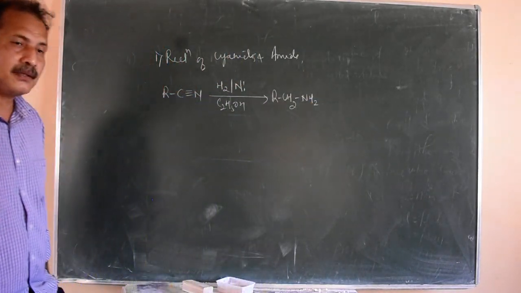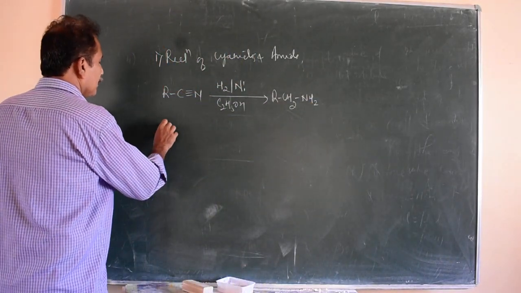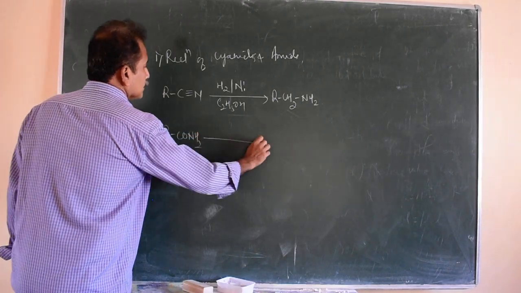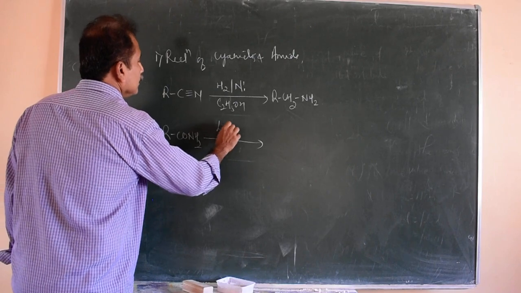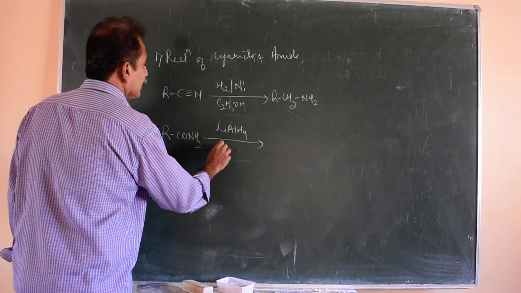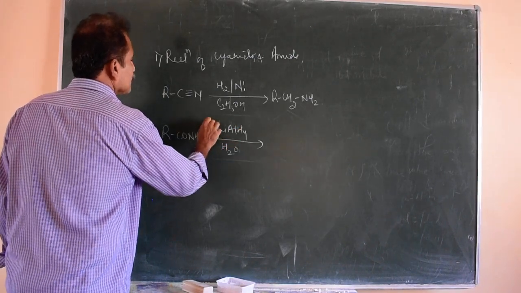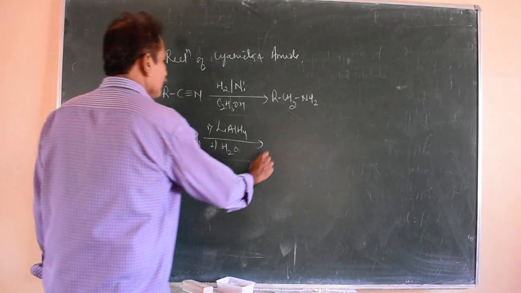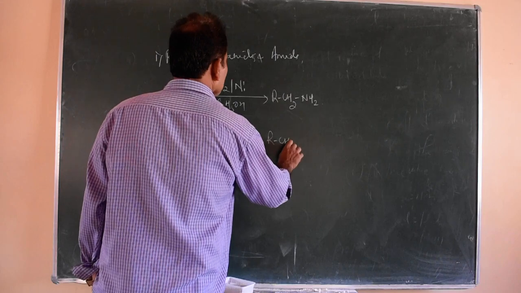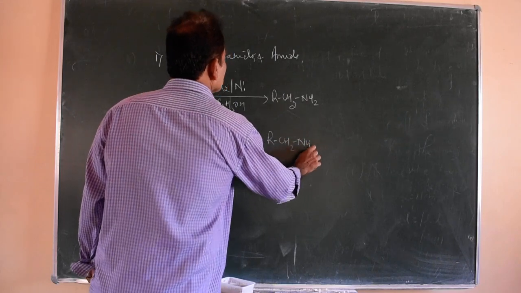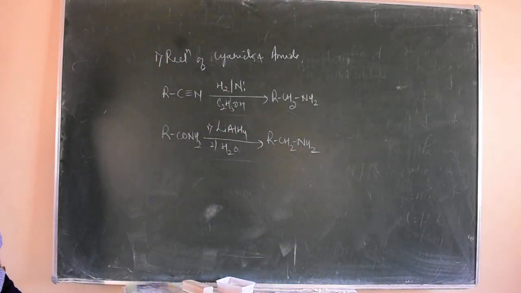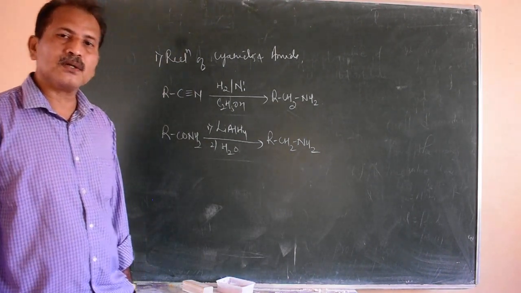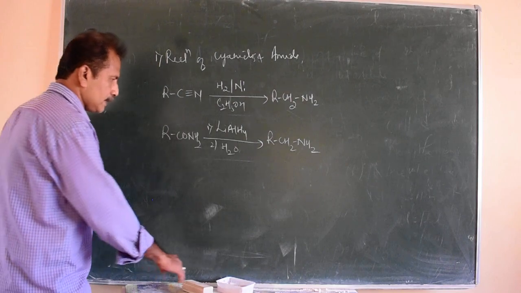This is your amine. Similarly, you can take an amide, R-CONH2, with lithium aluminum hydride and water. This is 1, this is 2, followed by hydrolysis. This can give you R dash CH2 dash NH2. So these are all reductions of either nitro compounds or nitriles or amides. This we had already seen.